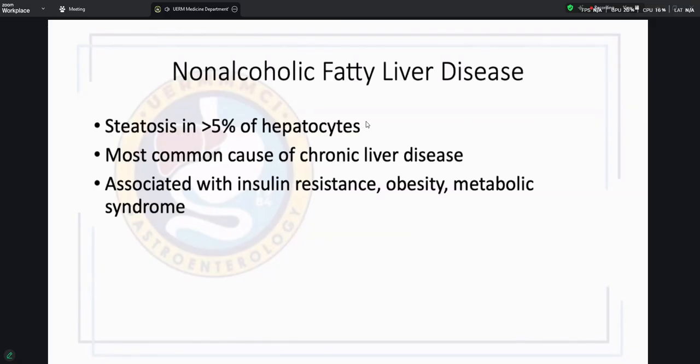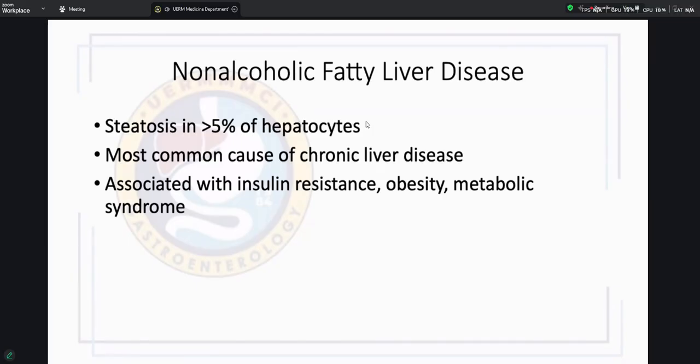Non-alcoholic fatty liver disease, or NAFLD, is a condition in which more than 5% of hepatocytes display macrovesicular steatosis in the absence of a readily identified alternative cause of steatosis. NAFLD is the most common cause of chronic liver disease in the United States as well as worldwide, and it is strongly associated with insulin resistance, overweight or obesity, and metabolic syndrome.